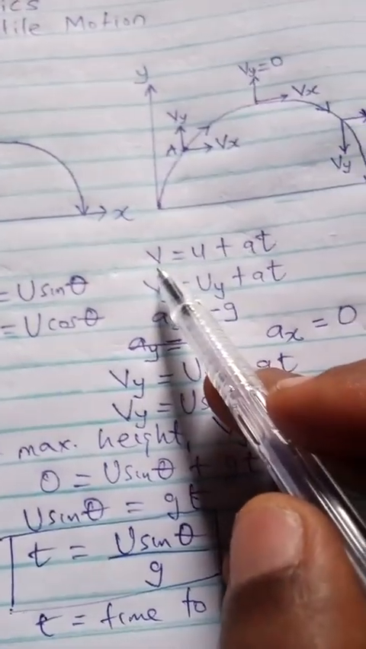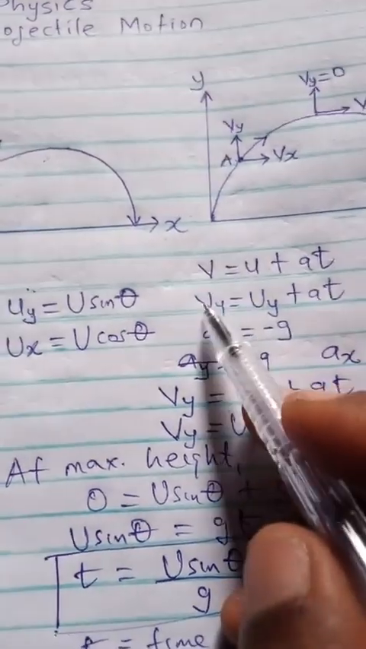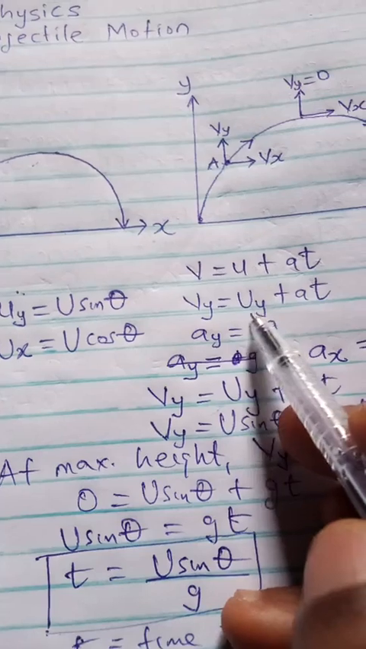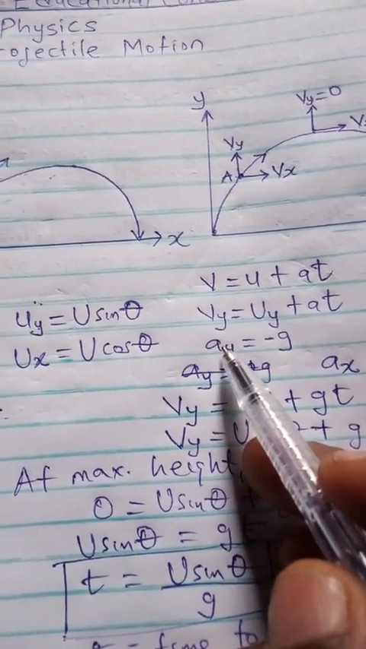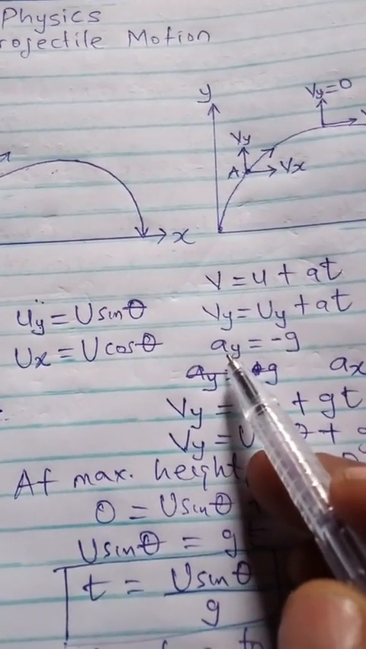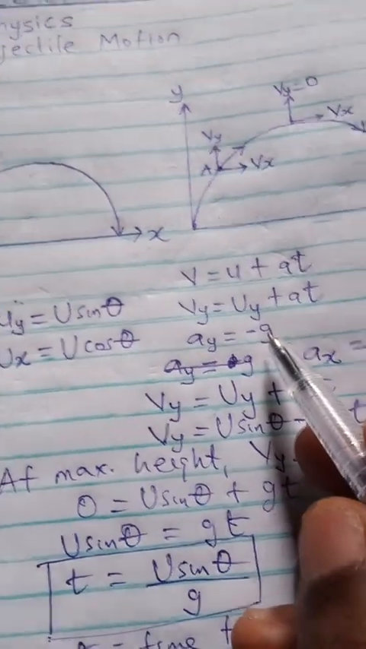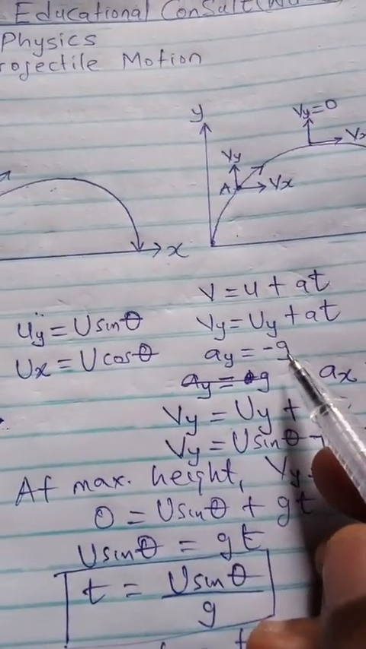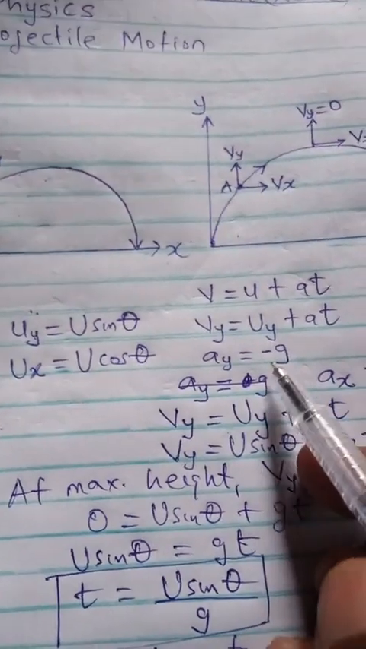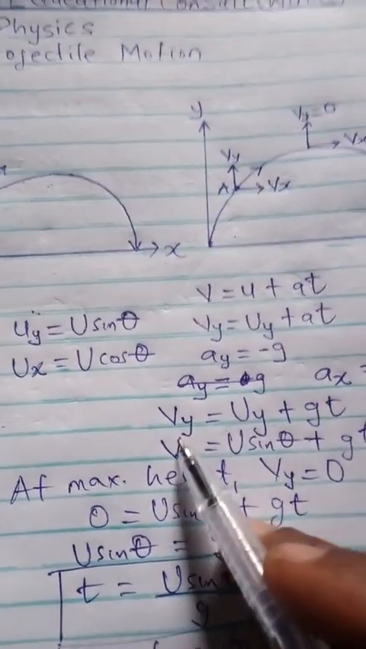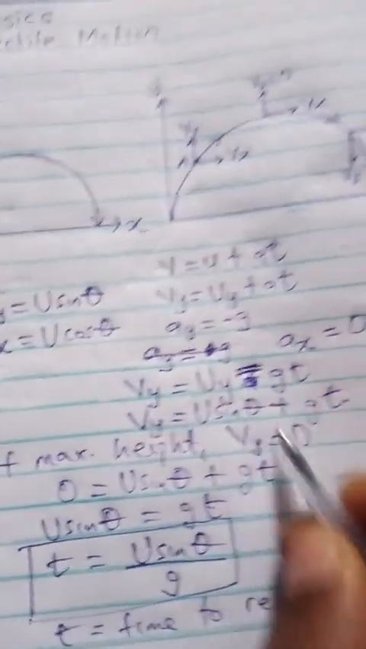From our equation of motion, you were taught that v is equal to u plus at. So using the vertical motion, we can say vy is equal to uy plus at. Now, the ay, the vertical acceleration, is due to the force of gravity. Ay is equal to minus g, because it's going up, moving against gravity. So the vertical acceleration ay is minus g. Now, if you insert that acceleration into this equation of motion, we now have vy equal to uy minus gt, not plus this time, minus gt.